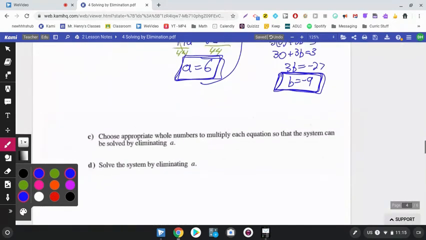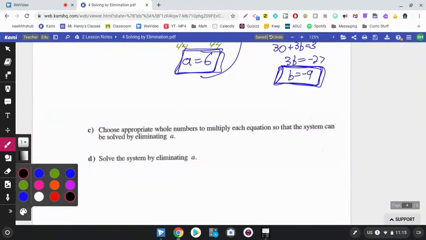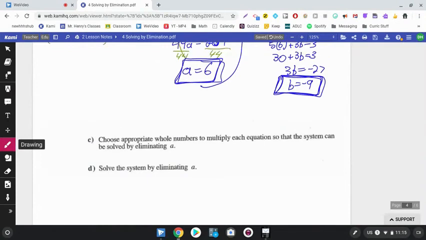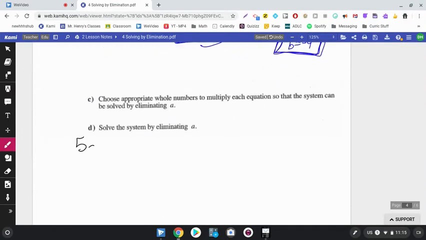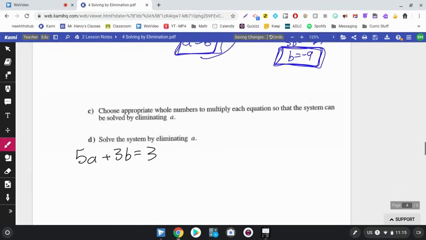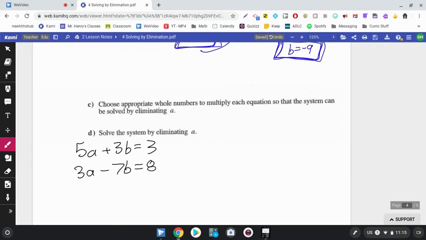It says, think about that system. Could I have eliminated a? Well, yeah. We're not going to do this entirely, but we might as well take a look at it. I've got my first equation and my second equation. Finding a common denominator for 5 and 3, that's 15. So the first one I'd multiply by 3, and the second one I'd multiply by 5.